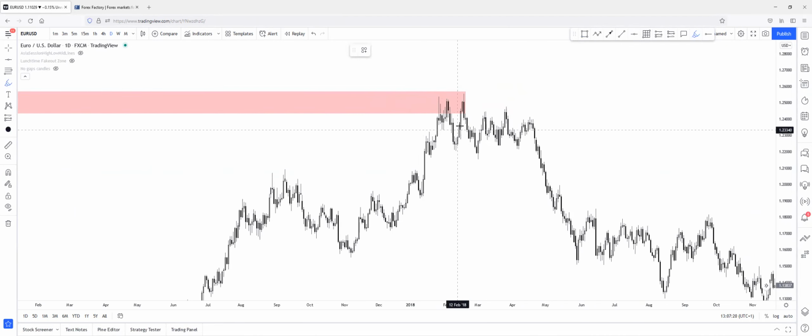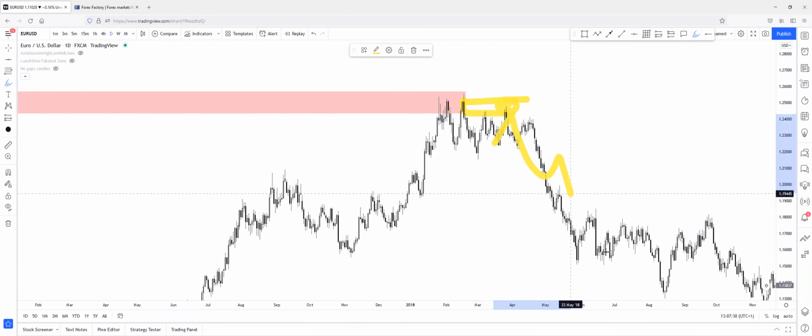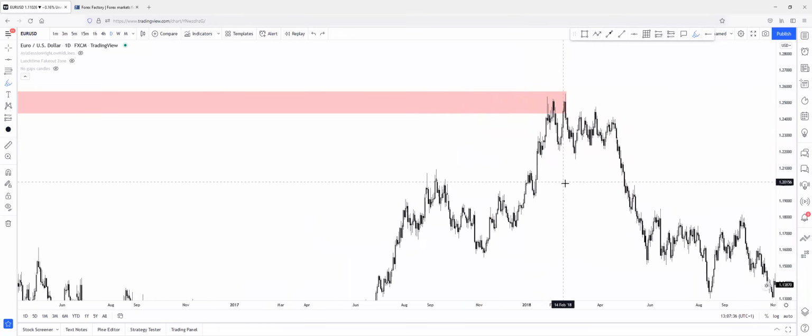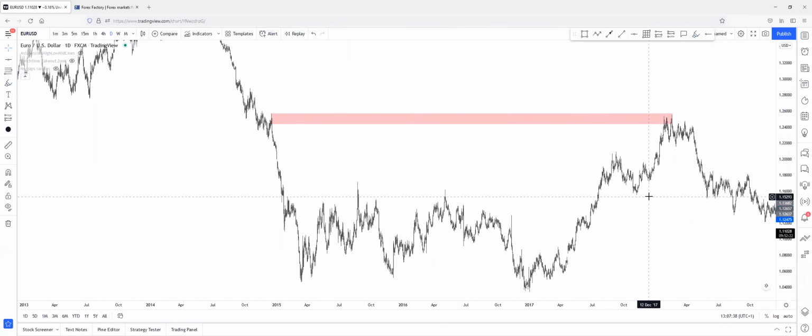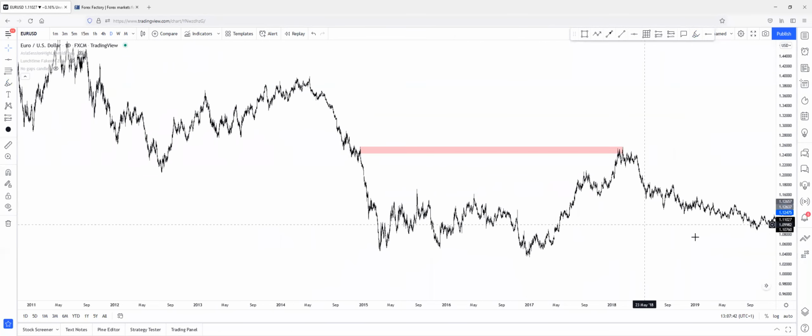So here was a change of character, mitigation of this zone, change of character to the downside here, mitigation of the daily supply zone that has created a change of character, mitigated the supply zone and started the order flow again, the overall bearish order flow again. So this is the pattern that goes on every single time frame, on the weekly, on the daily, on the 4-hour, and the 15 minutes.